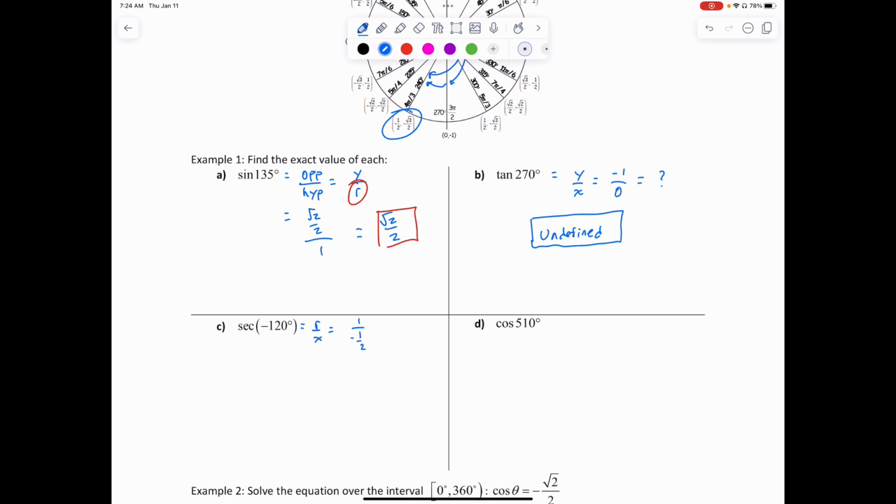And so the reciprocal of that, this 1 divided by -1/2, which is, of course, when you divide by fractions, the same thing as multiplying by the reciprocal, and I just get negative 2.